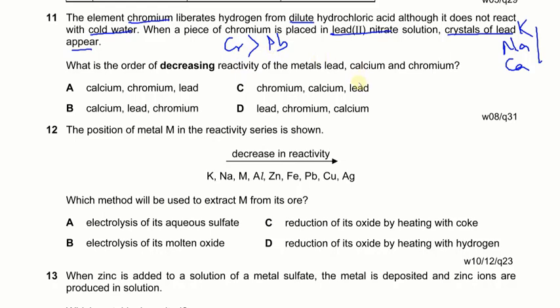Okay, so lead is over here at the end in these two options. Then they're saying that chromium does not react with cold water, so we can say chromium is less reactive than calcium, and calcium is the most reactive, so A would be the correct answer.